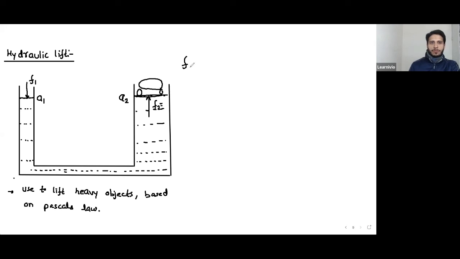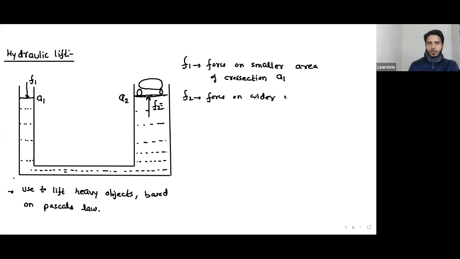So I'm just writing, what is F1? F1 is the force on the smaller area of cross section A1. What is F2? F2 is the force on the wider area of cross section A2. This is F2.